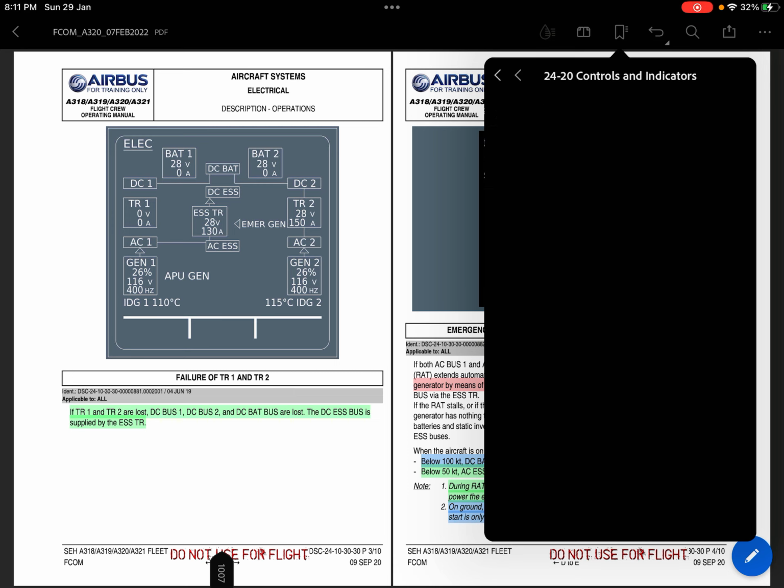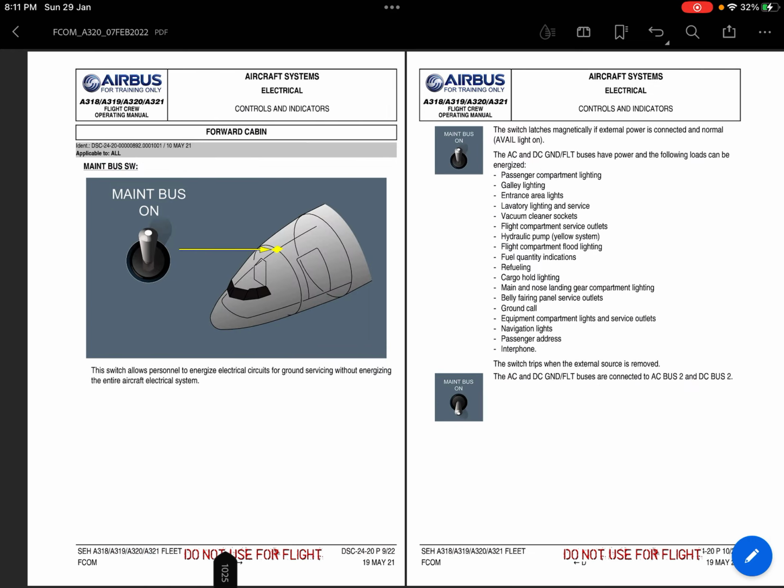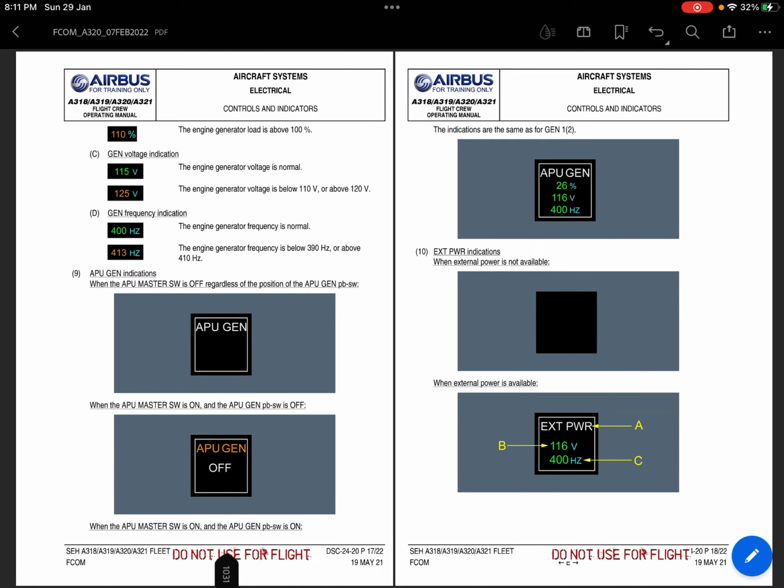I know it will be a little boring for those who know the answer, and it will be good for those who don't know where to find it and where it is written. Battery fault light, it comes on ECAM, right? ECAM, is it? Just a second. They are talking about which fault light? I will show you.